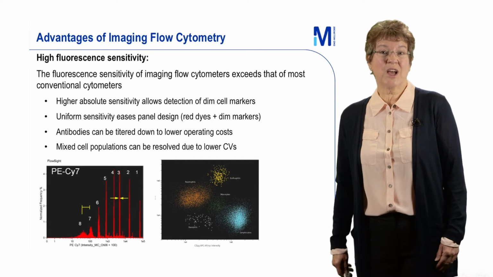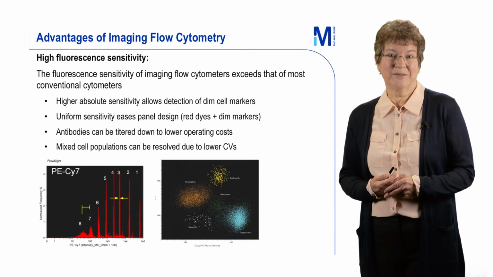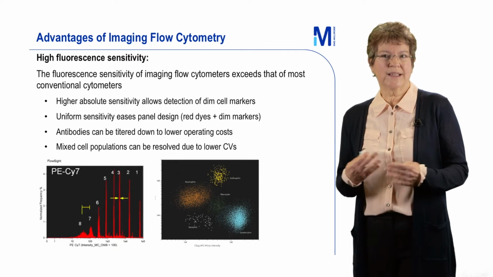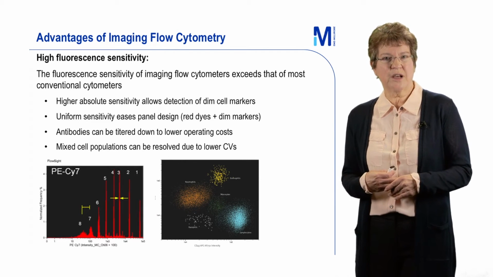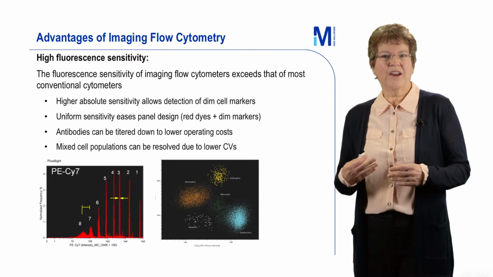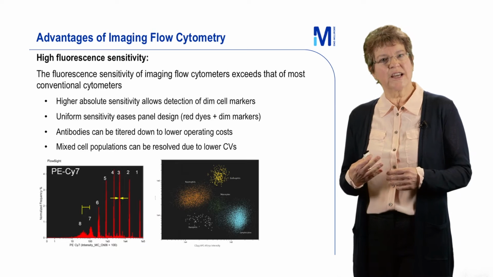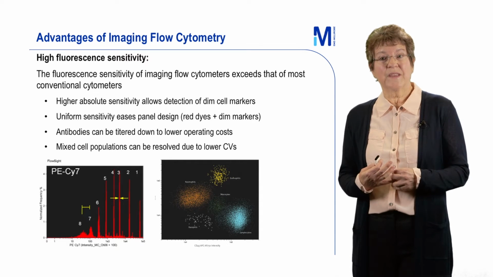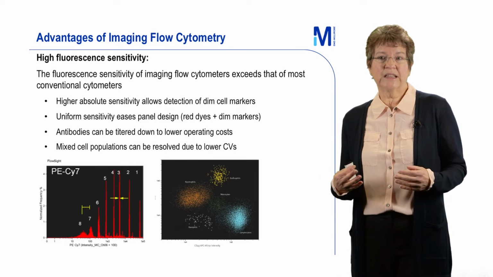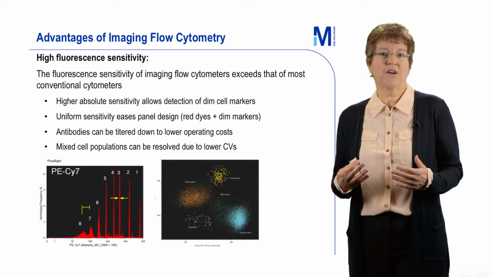The imaging flow cytometer does not sacrifice sensitivity. The fluorescence sensitivity of the imaging flow cytometers exceeds that of most conventional cytometers. It's as good as the best. Higher absolute sensitivity allows detection of dim cell markers. The uniform sensitivity eases panel design. Even red dyes are very bright.